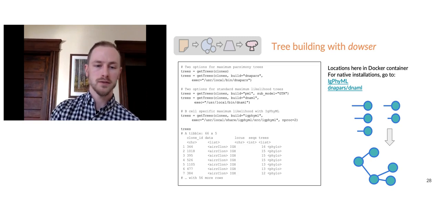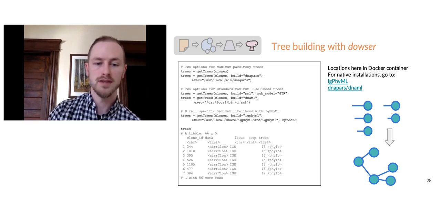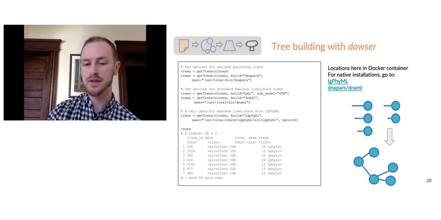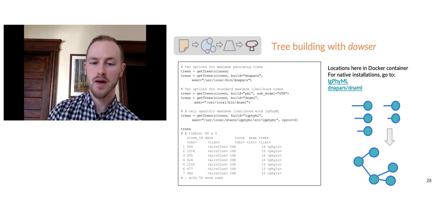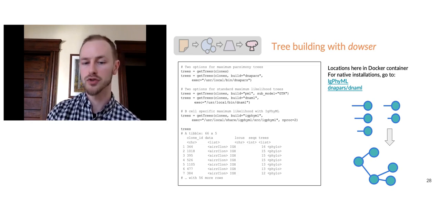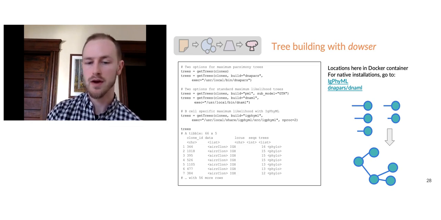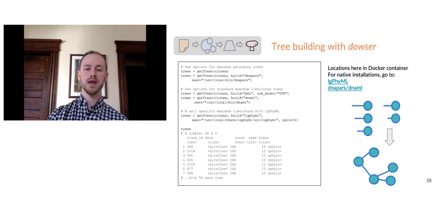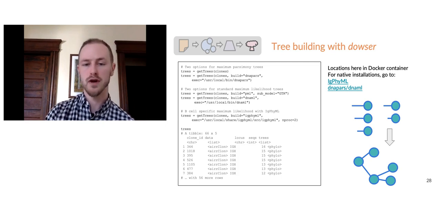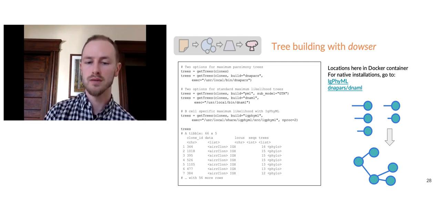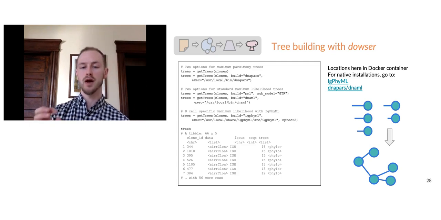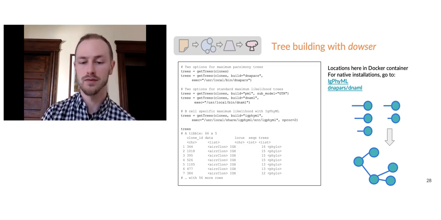In either case, what we're going to end up with is a data frame of each of our clones. So this is the same data frame that we formatted before, except we now have a column called trees, which is a column of phylo objects. Just like how these AIR clone objects contain information about our BCR sequences, these phylo objects contain information about the B cell trees that we've just built.